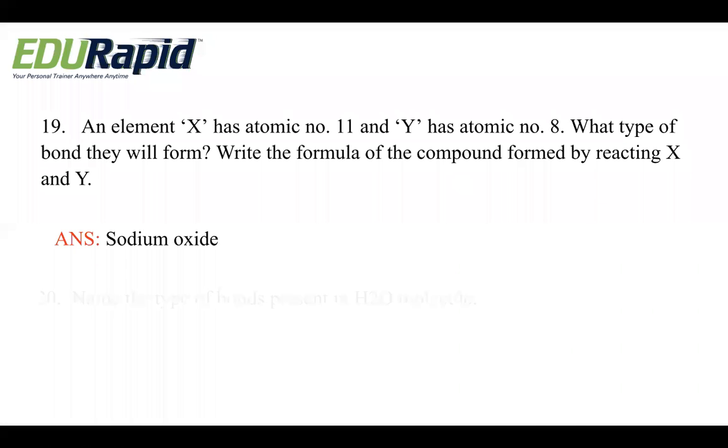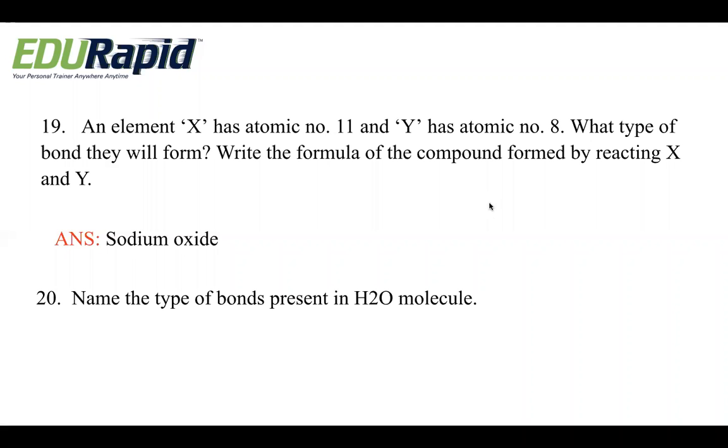We'll move to the last one. Name the type of bonds present in a water molecule. I told you, water also has a type of bond. What type of bond does it have? Any answers? Is it covalent or ionic? No, we don't have a hydrogen bond, Hemant. It is covalent or ionic. It actually has a covalent bond. It is a polar covalent bond. Water has a covalent bond.